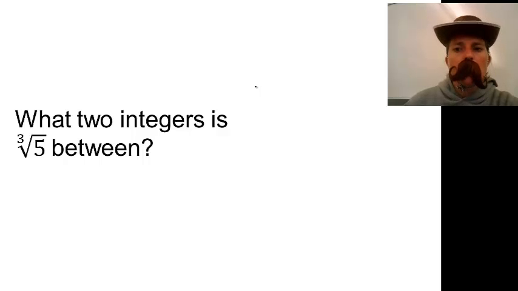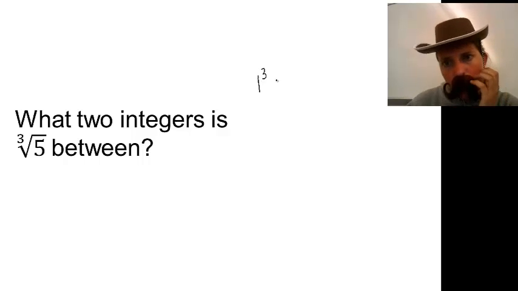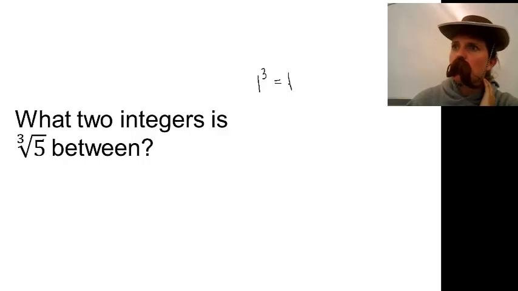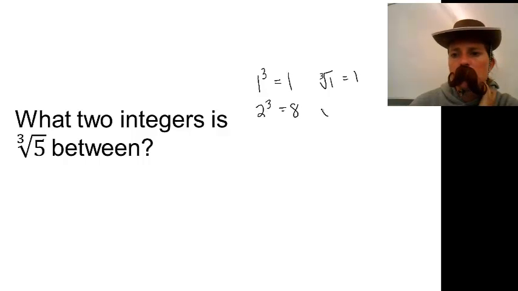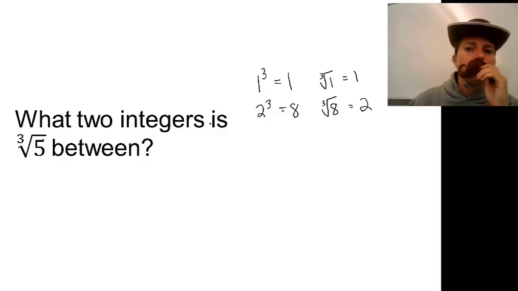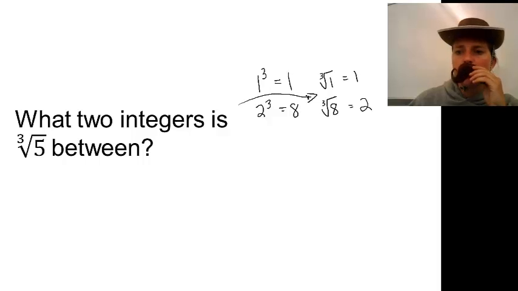What two integers is the cube root of 5 between? Alright, so I'm going to think about this. This is 1 times 1 times 1, which is just a 1. Okay? So that means the cube root of 1 equals 1. Alright, the next one. 2 cubed. 2 times 2 times 2 is 8. So the cube root of 8 equals 2. Now that 5 is between here, now isn't it? Right there. So what two integers is that between? Between 1 and 2. Okay?